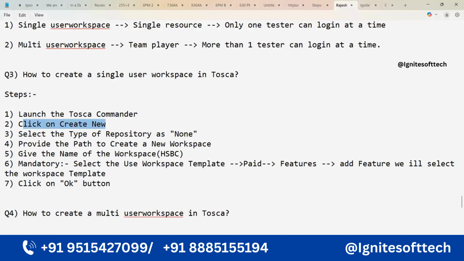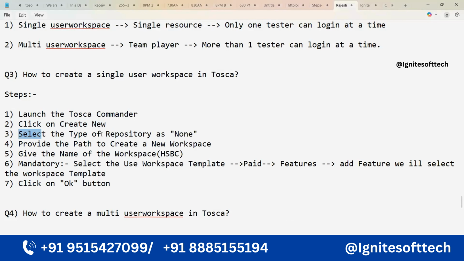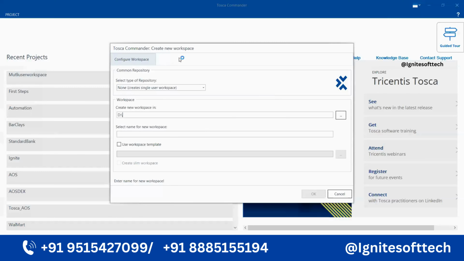You need to click on create new. Just click on create new. What I told, I have written it. That's it. Okay. Next, select the type of repository as none. Right. So select the type of repository as none.